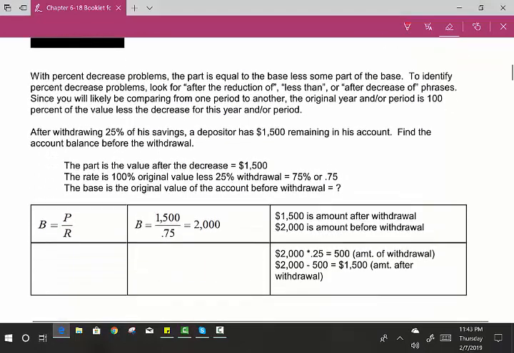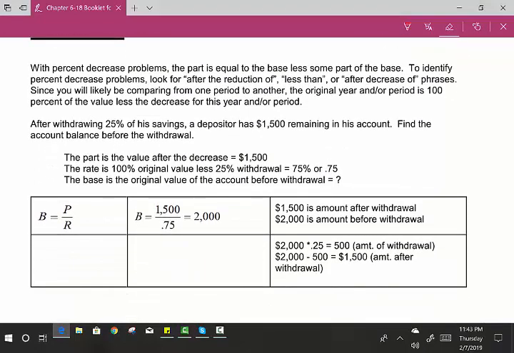A percent decrease is very similar, but it shows a decrease from 1 quarter or 1 year to this year. So with a decrease problem, the part is equal to the base less some part of that base. To identify percent decrease problems, look for after the reduction of, less than last year, or after the decrease of last year. Look for those phrases. Since you will likely be comparing one period to another, the original year that you're comparing it to is 100% less the decrease for this year and or period.